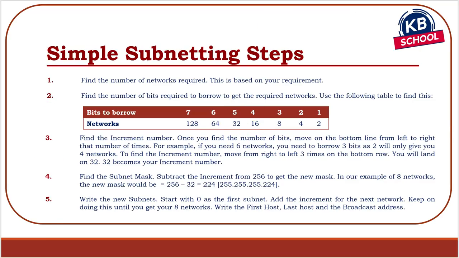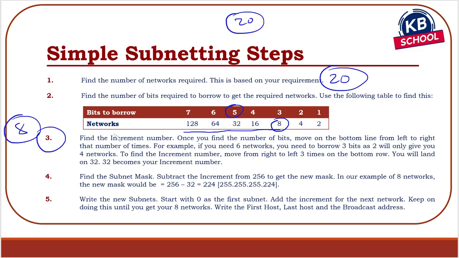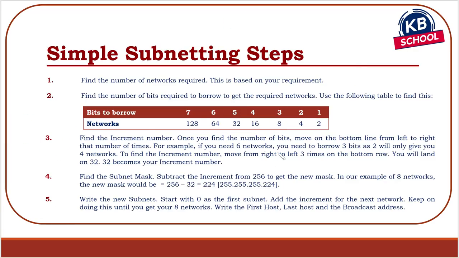If my requirement was 20 networks, so let's say the answer over here was 20, let's find 20 on our magic table over here. 5 bits would give me 20 because 4 bits would only give me 16 networks. So once I find 5, I move 5 times from left to right, and I land on 8. So 8 is my increment number. So depending on the number of bits that I need to borrow, I will use this table to find my increment number. And I also showed you how to create this table.